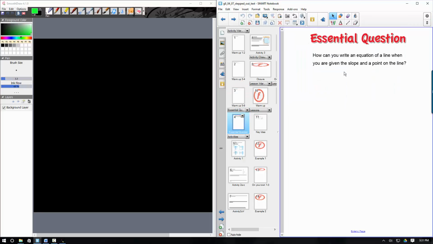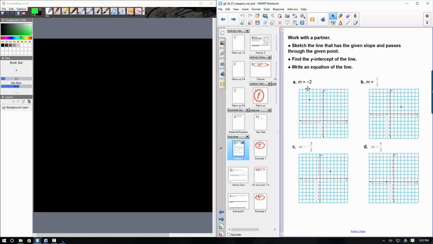The essential question is, how can you write an equation of a line when you are given the slope and a point on the line? This is actually a really great lesson, and it will save you tons of time if you understand what you're doing. So if you get confused, simply press pause or rewind and watch it one more time.